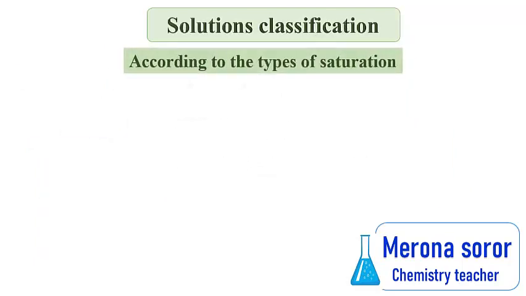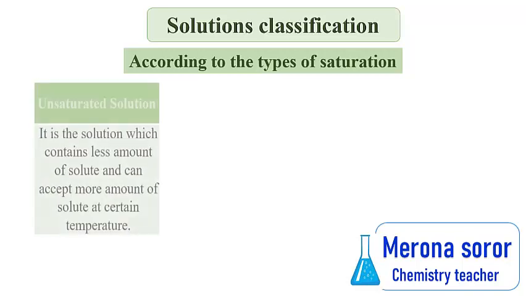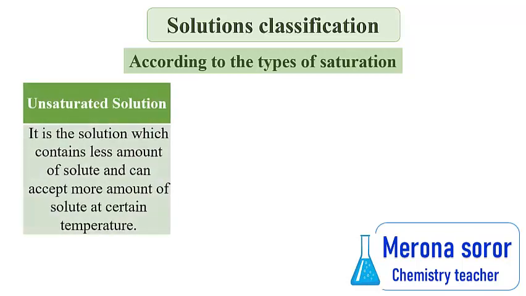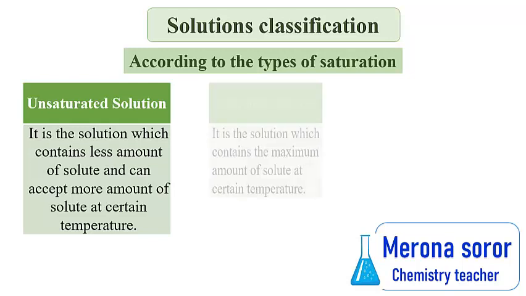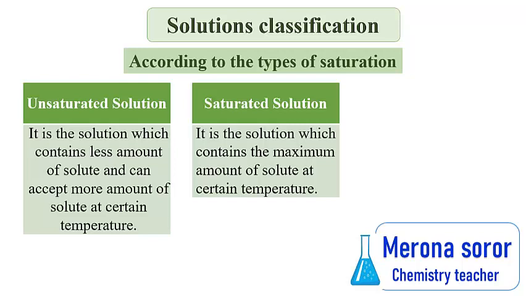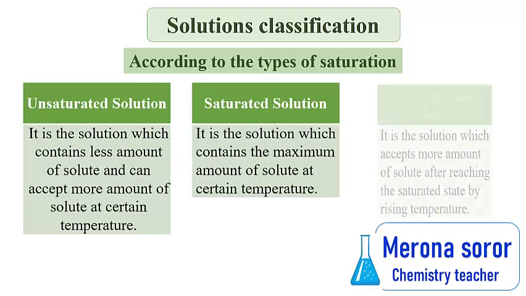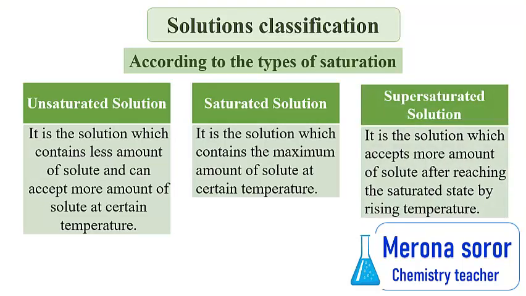Solution classification according to the type of saturation. Unsaturated solutions. It is a solution which contains a small amount of solute and can accept more solute at a certain temperature. Saturated solution. It is a solution which contains the maximum amount of solute at a certain temperature. Supersaturated solution. It is a solution which accepts more solute after reaching the saturated state by raising the temperature.